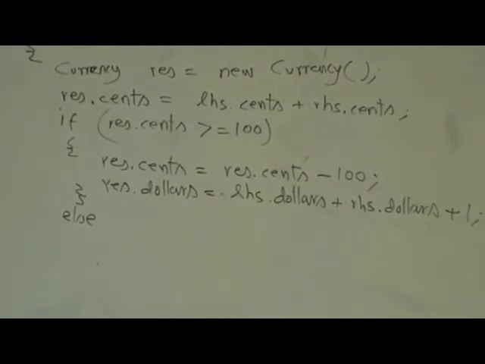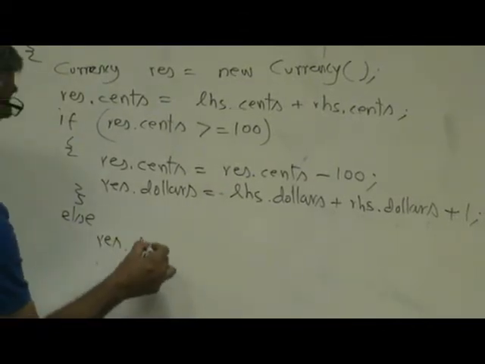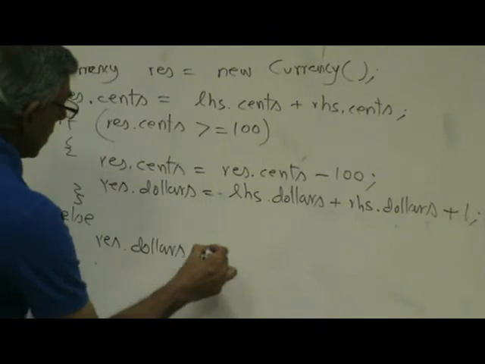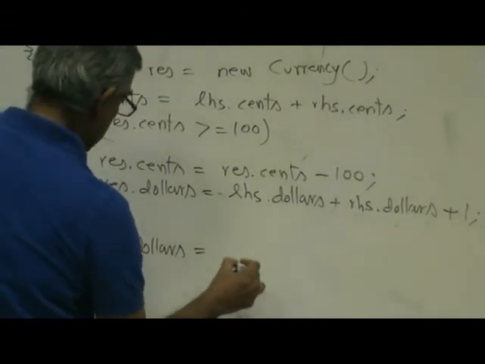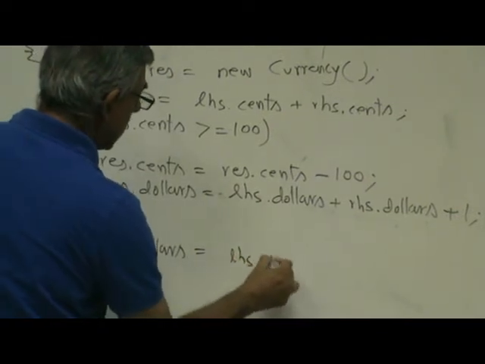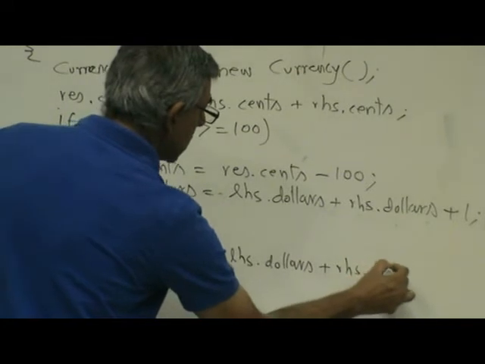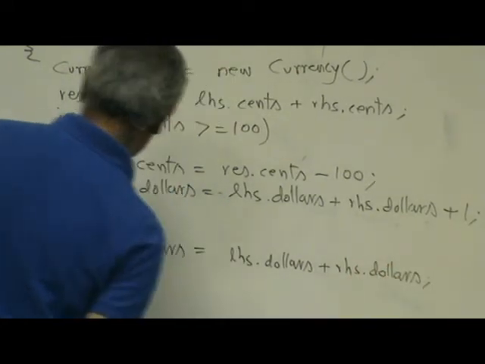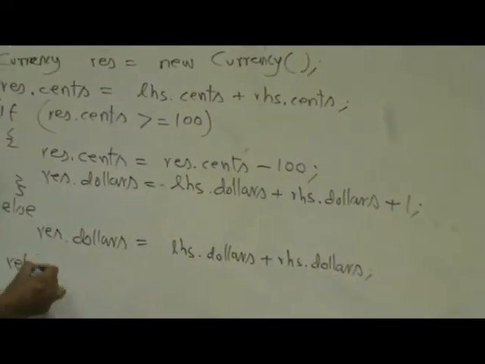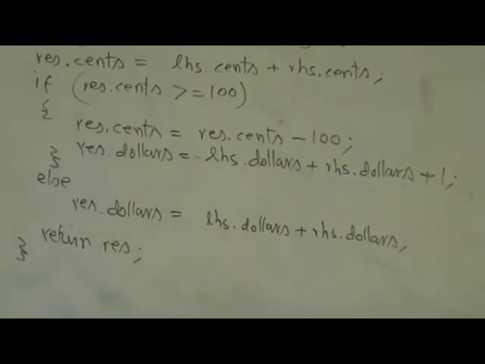However, if it did not exceed greater than 100, so it was 20 and 50, then the dollar amount should be simply added, right? So else res.dollars equal to LHS.dollars plus RHS.dollars, correct? So pretty easy, and return res. So this is pretty easy, okay?